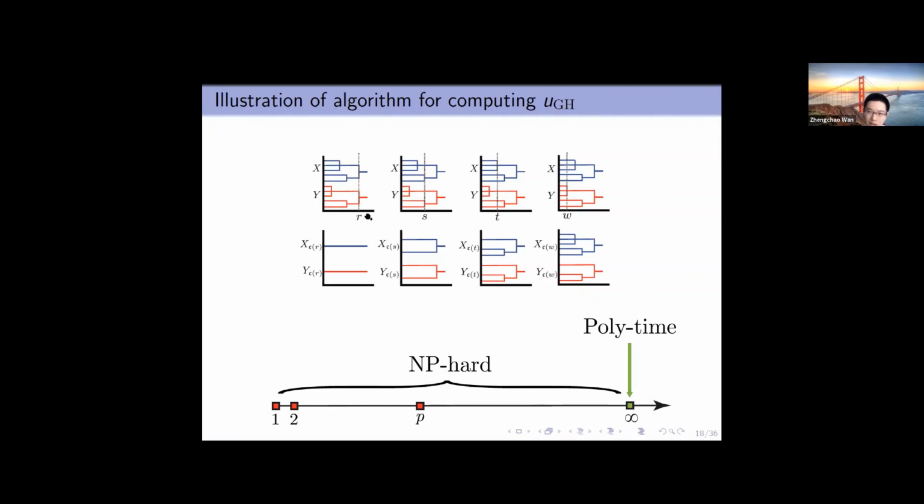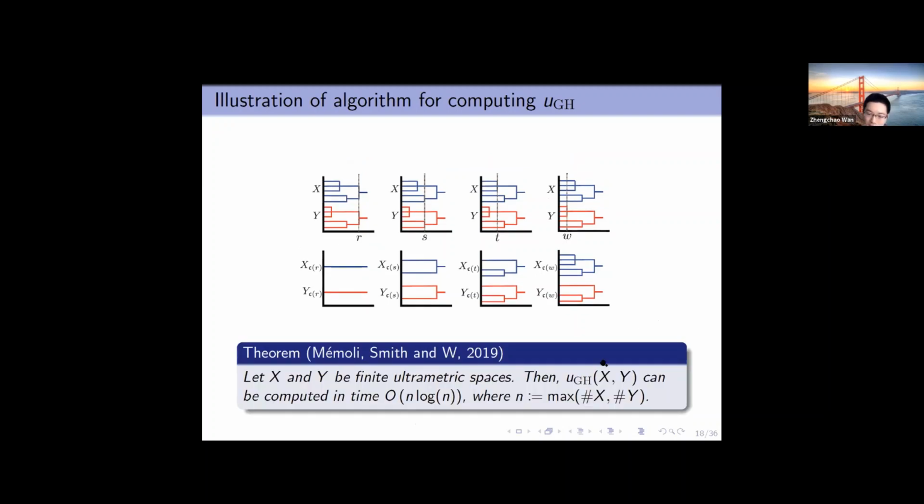So the number of distance values depends linearly on the cardinality of X and Y. And to check isometry between ultrametric spaces is equivalent to checking isomorphism between trees, which can be done in polytime. So therefore, the whole process described here can be done in polytime. This explains the green part. And more precisely, if you let n be the maximum of cardinalities of your input spaces, then UGH can be computed in O(n log n) time.